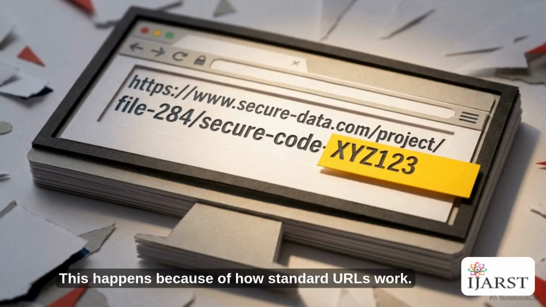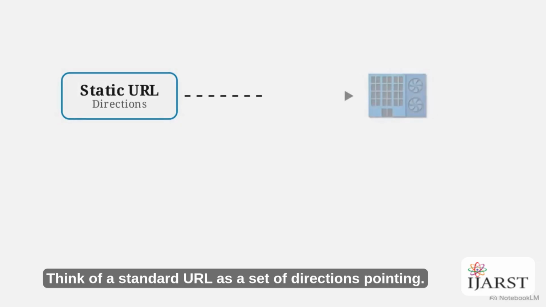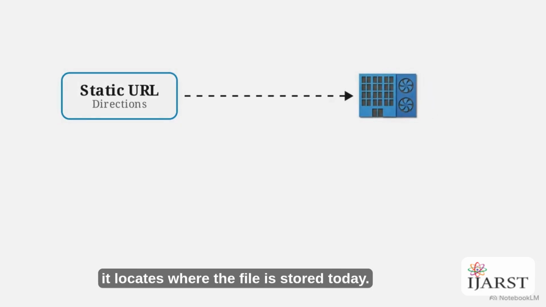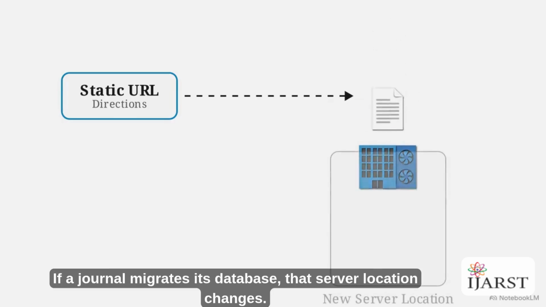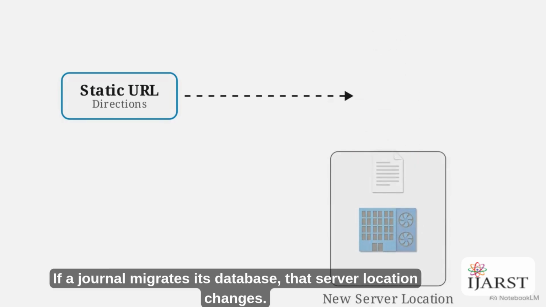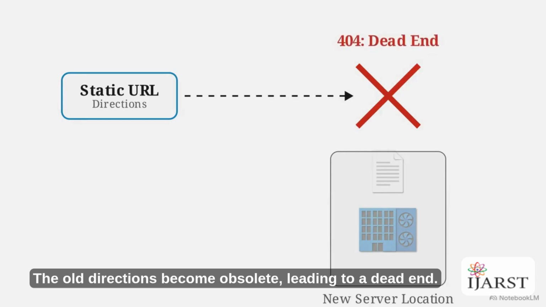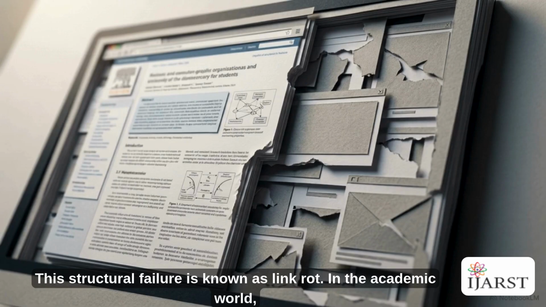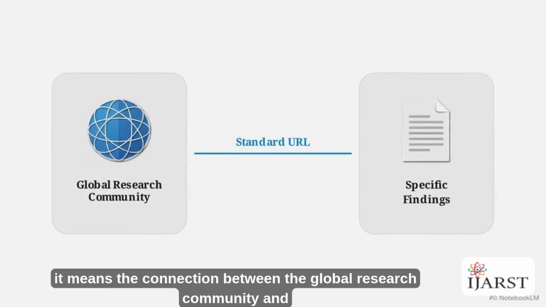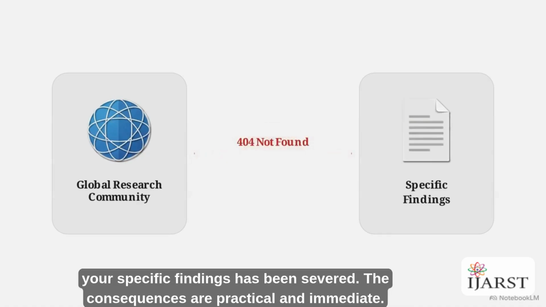This happens because of how standard URLs work. Think of a standard URL as a set of directions pointing to a physical server building. It locates where the file is stored today. If a journal migrates its database, that server location changes. The old directions become obsolete, leading to a dead end. This structural failure is known as link rot. In the academic world, it means the connection between the global research community and your specific findings has been severed.